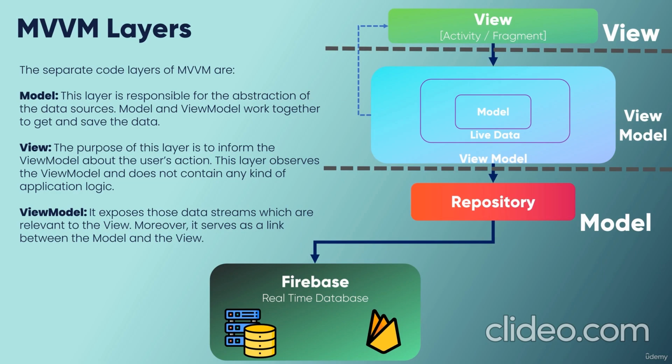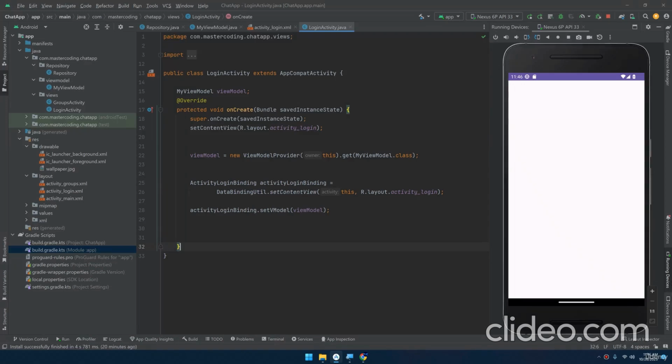So again, I'll create a Firebase logic, but this time we need to create model classes to fetch the Firebase real-time database data and records and the repository, then moving to the view model and later on to the view. So in this video, I'll create the model classes for our chatting groups.